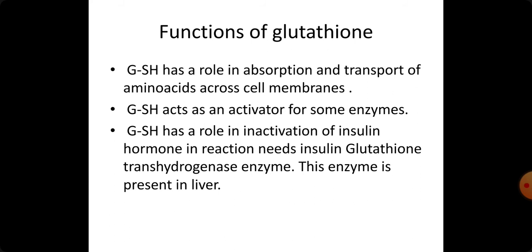Now we will discuss the functions of glutathione. Glutathione, that is GSH, the reduced form, has a role in absorption and transport of amino acids in the GI tract, that we have discussed in the digestion and absorption chapter.